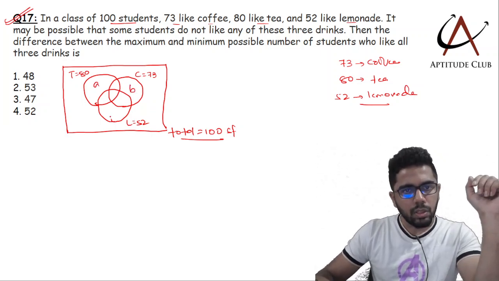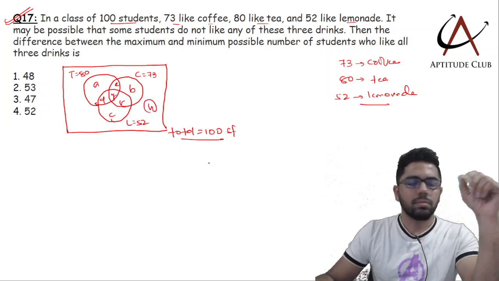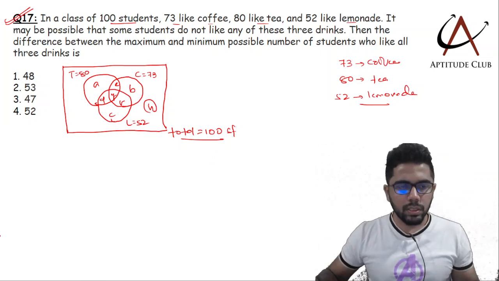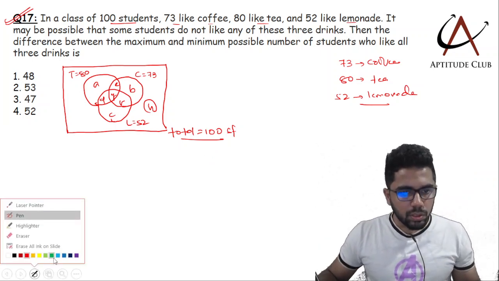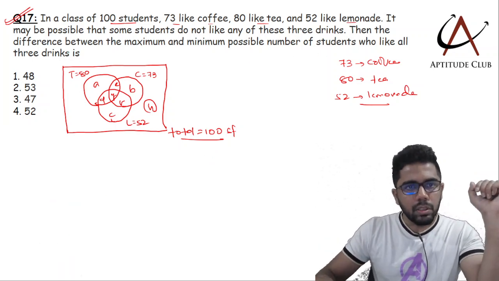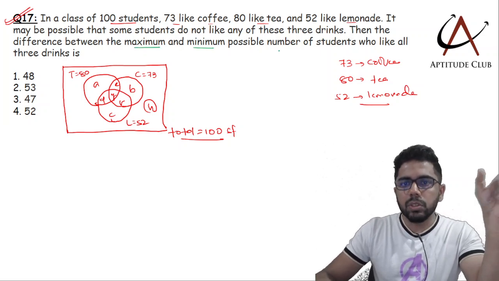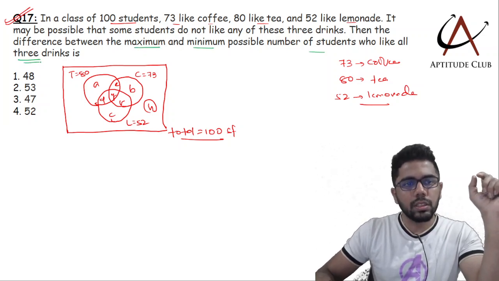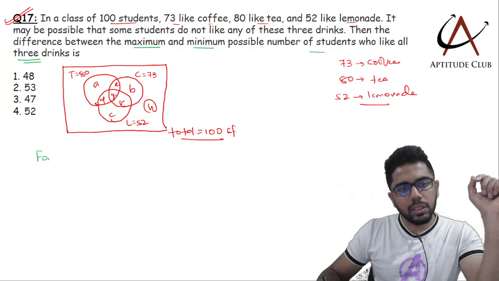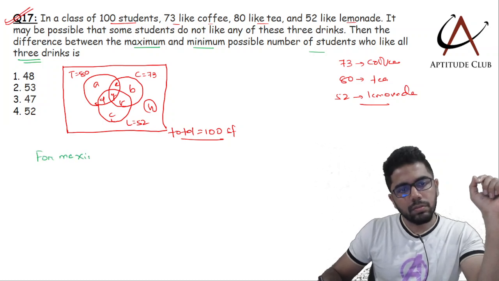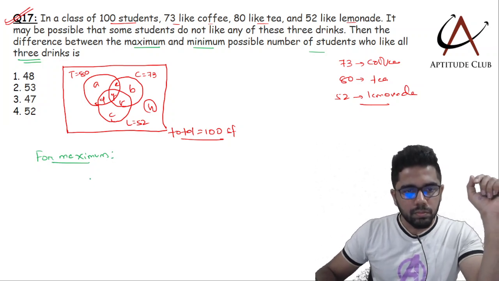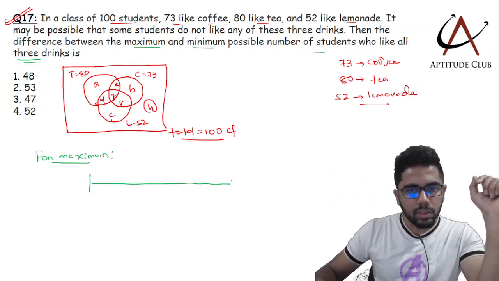So if I take them like this, A, B, C, D, E, F, G and H. There are some people who don't like anything. So all parameters we have defined. What is the question saying? The difference between the maximum and minimum possible number of students who like all 3 drinks. So for maximum, let's take maximum first. For maximum, I'll take the line diagram in this way.